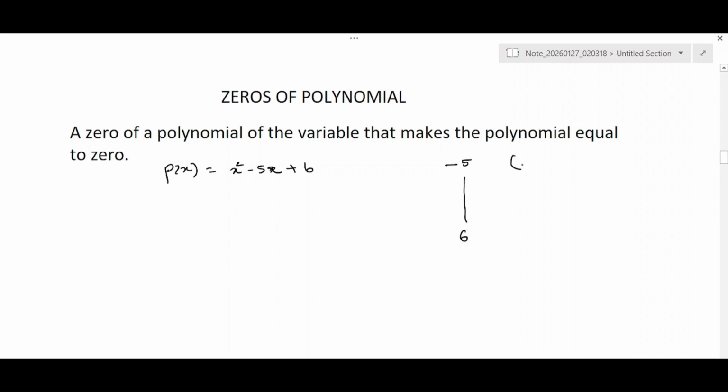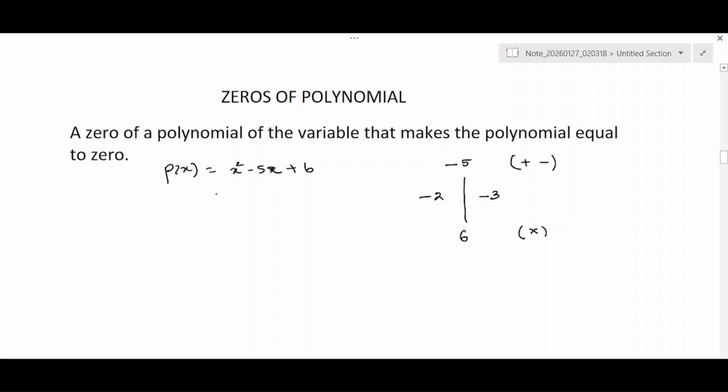So I will add or subtract to get minus 5, and when I multiply those two factors I should get 6. So I will take 2 and 3. When I multiply 2 and 3 I get 6, and when I add I get 5. Here it is positive, here it is negative, so I'll take both signs to be negative. So minus 3 minus 2 is minus 5, and minus 2 times minus 3 is positive 6.